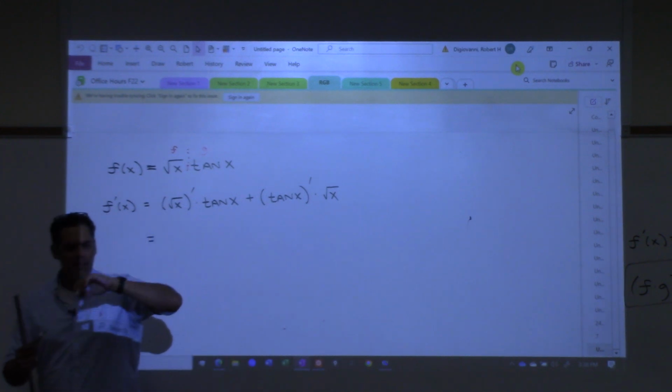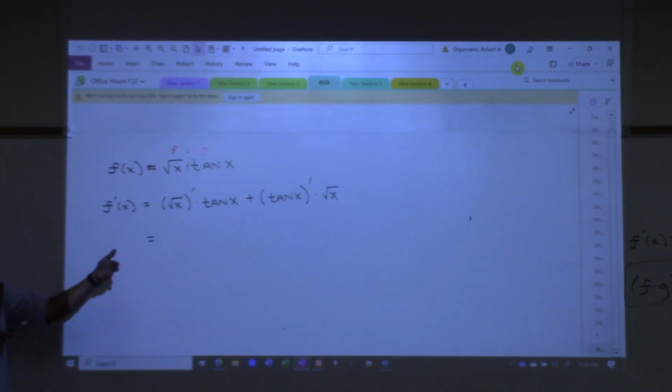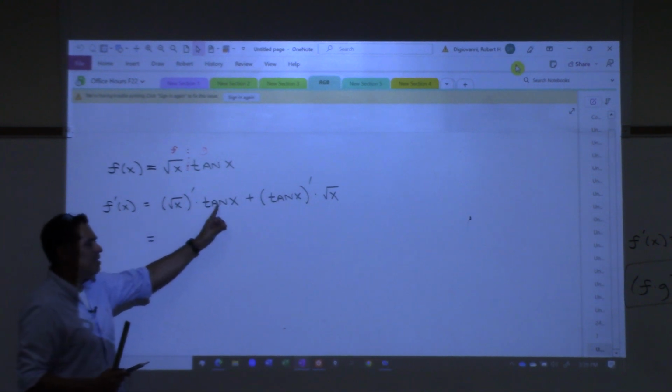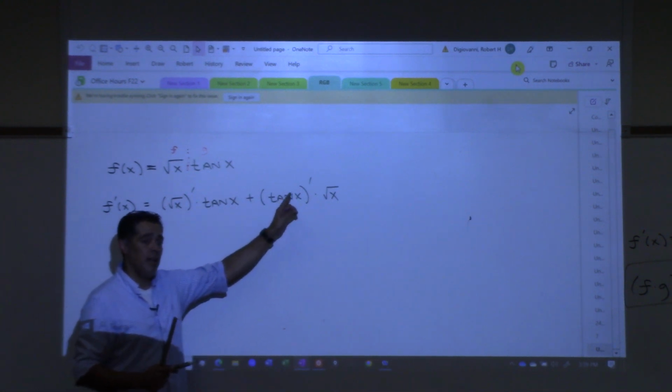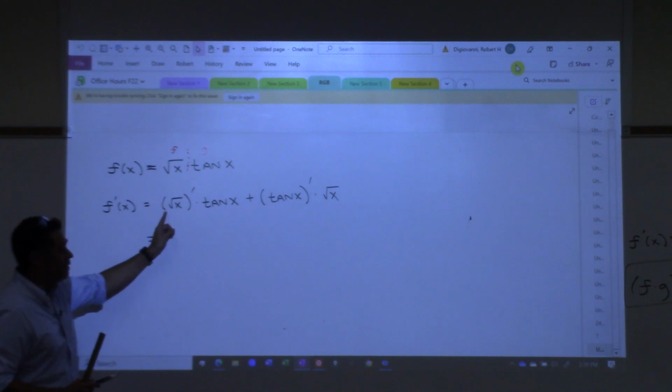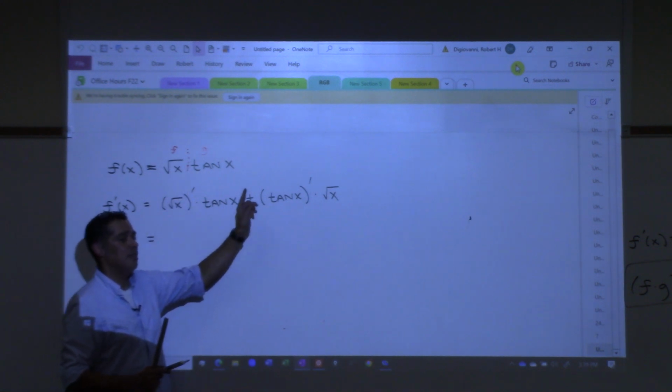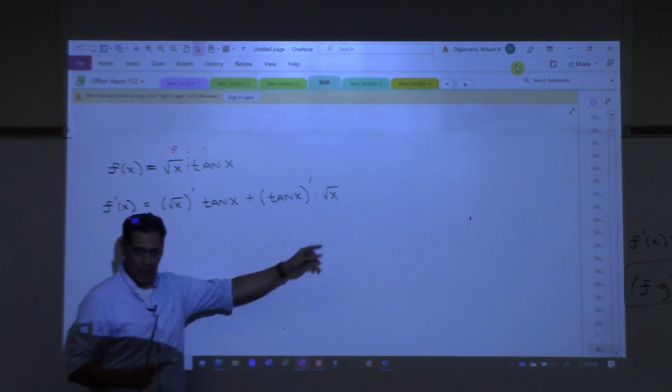And then I'm not even thinking about f and g. It's just which one comes first, which one comes second. Derivative of the first times the second plus derivative of the second times the first. I'm going to say it a third time. Derivative of the first times the second plus the derivative of the second times the first.